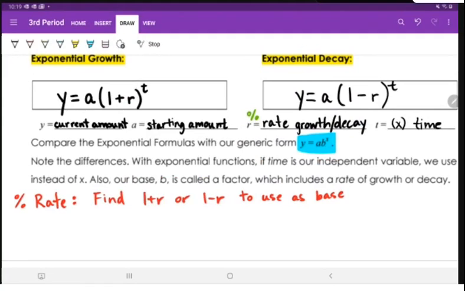On the other hand, in some problems, you will not be given a rate. You will be given a factor. If you are given a factor, you just use the factor as the base. And you might be thinking, what in the world does that look like? I'll give you an example in just a moment. As soon as students are done writing, I'll write up an example.